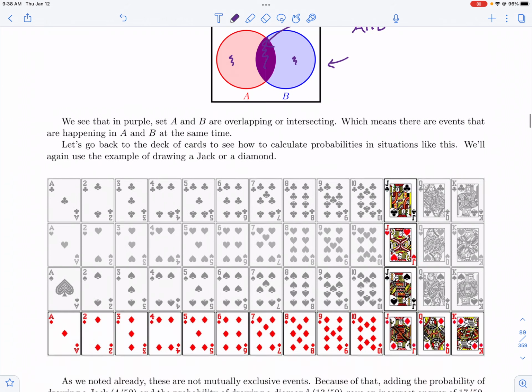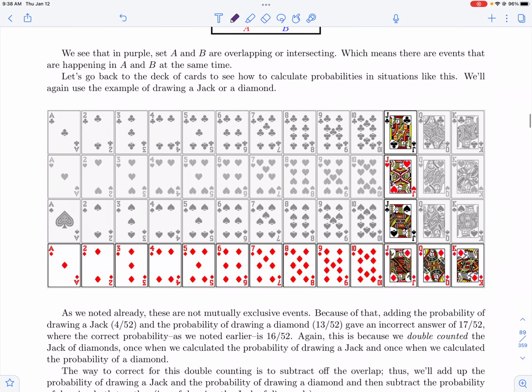So let's look at a little example here. I've got a picture drawn where I've highlighted all the red diamonds and all the jacks. If I was trying to figure out the probability of getting a diamond or a jack, if I went into it blindly, just like what we did last time, I would notice I'm going to get 13 out of 52. And I've got 4 jacks. So I'd add this up and get 17 out of 52.